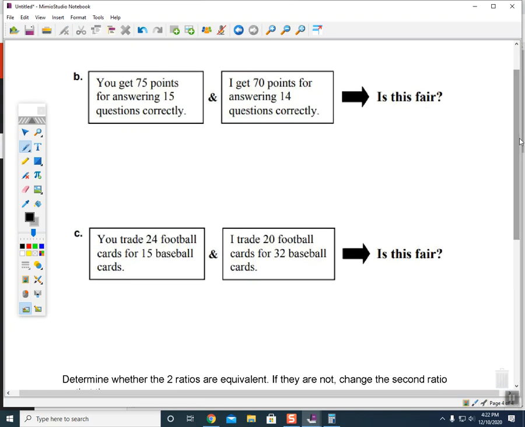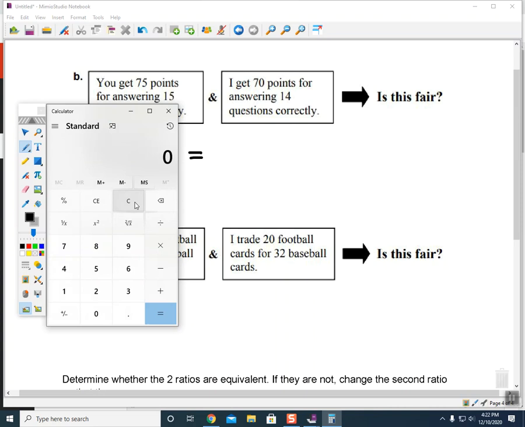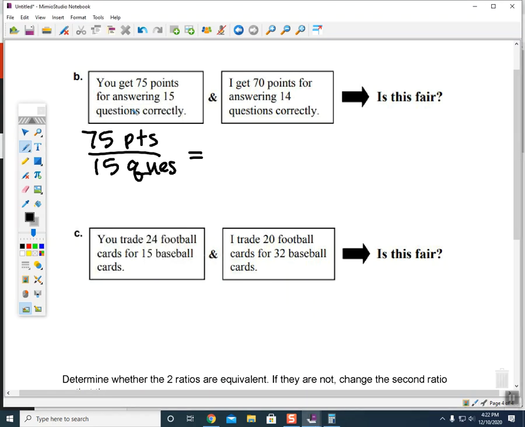You get 75 points for answering 15 questions. Well, 75, I think that'll go in evenly. Sure does. It's 5 points per question.